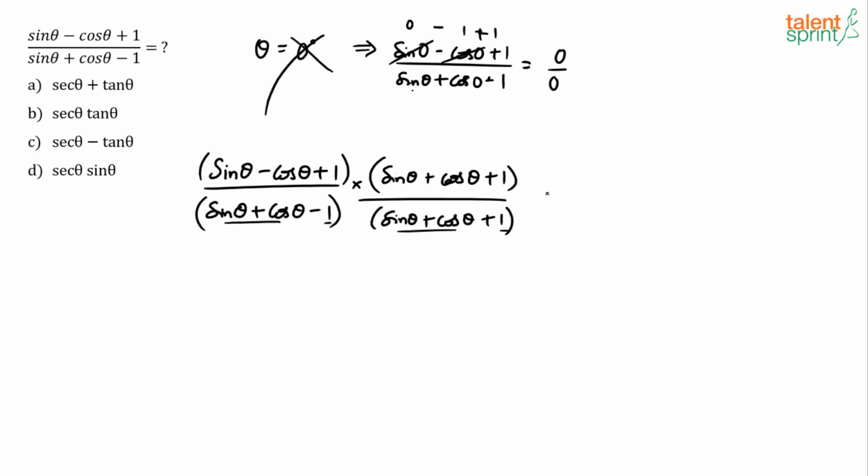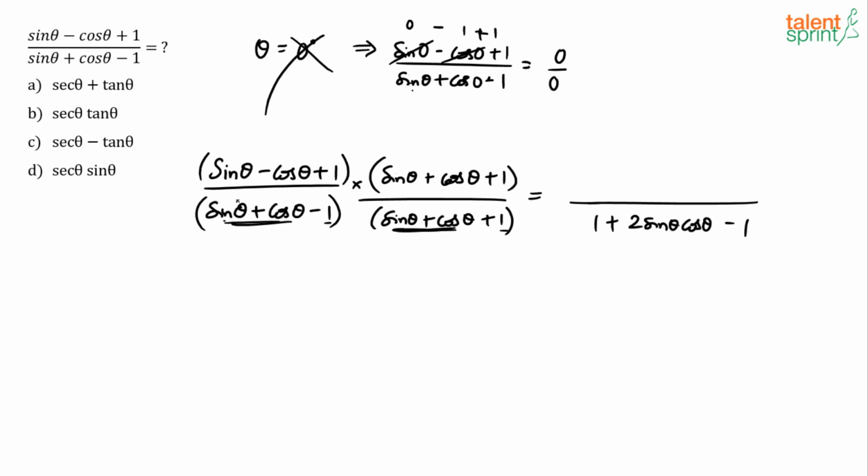So let's simplify. What is the denominator? A plus b into a minus b is a square minus b square. So sin theta plus cos theta whole square minus 1 square. Now what is sin theta plus cos theta whole square? Sin square theta plus cos square theta plus 2 sin theta cos theta. So sin square theta plus cos square theta is 1, plus 2 sin theta cos theta minus 1. You're getting it? A plus b into a minus b. So a is this.